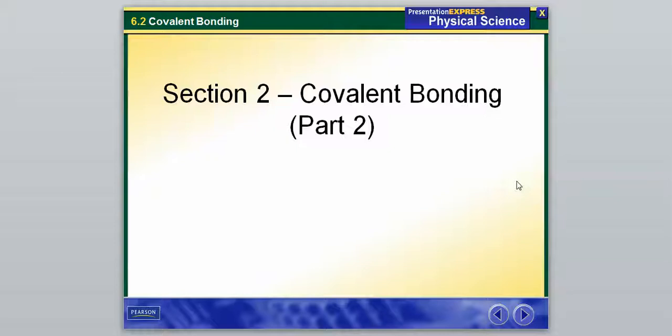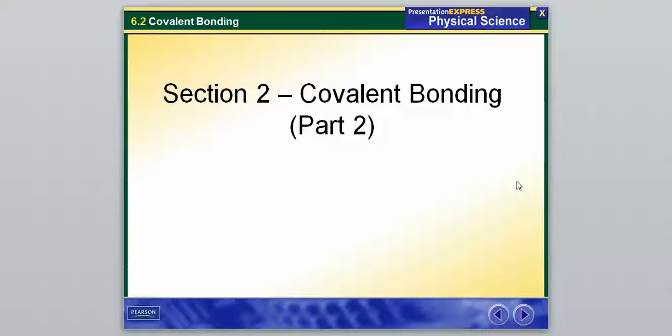Hello Physical Science. We are continuing on with section 2 today, and it is about covalent bonding. We talked about how covalent bonding mainly occurs when electrons are shared rather than transferred. Now we are going to look at covalent bonds even further, and break them down even more today.